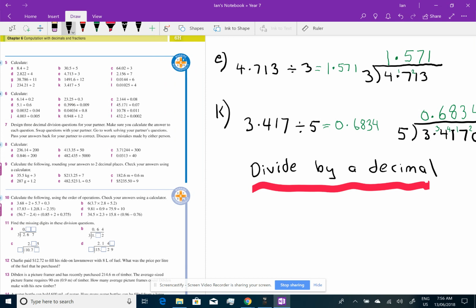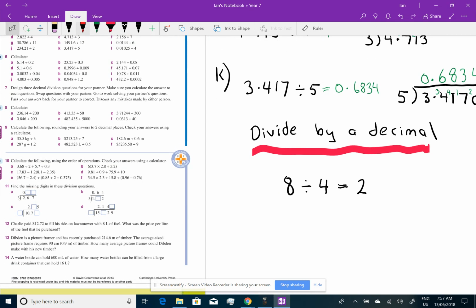Let's take this example. 10. Oh no, I won't use 10 because I've got a 10 in it. 8 divided by 4. Well, that's easy. 8 divided by 4 is 2. I wonder what would happen if we multiplied these by a number. Let's multiply them both by 2. And now I've got 16 divided by 8. Well, that's the same answer. It's still 2.